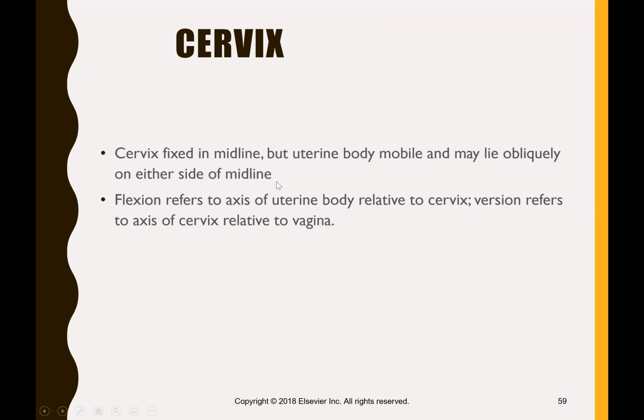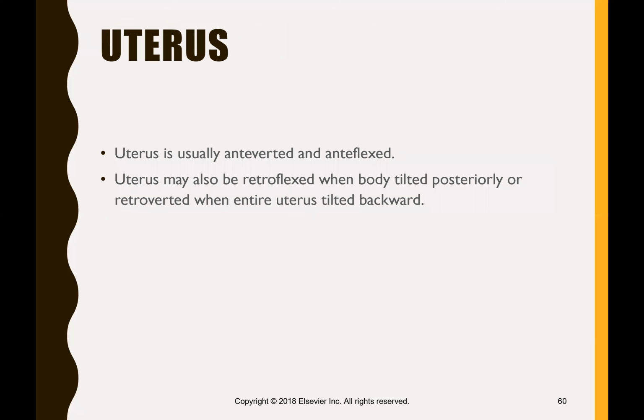So the cervix is usually fixed midline, but the uterine body is mobile. It may be oblique on either side, might be anteverted, might be retroverted, might be flexed. You know, what we kind of talked about last time. The uterus kind of just does what it wants. Most of the time, the uterus is anteverted and antiflexed, but sometimes you'll get a retroflexed, retroverted uterus, which we've talked about.